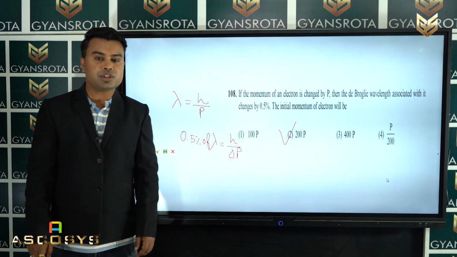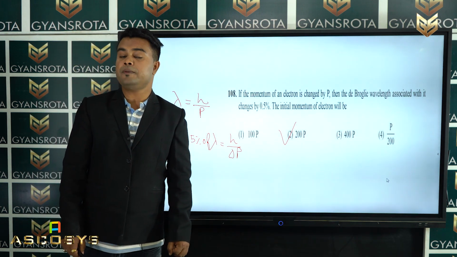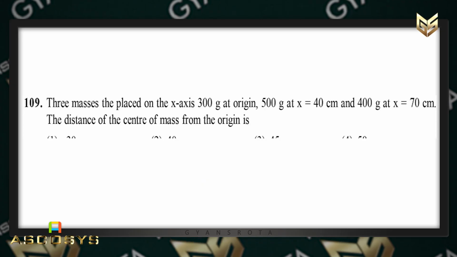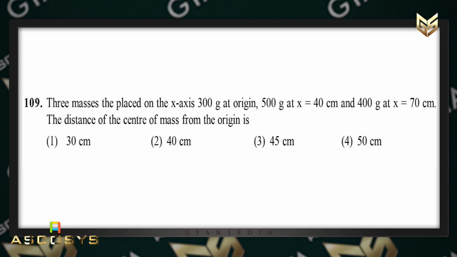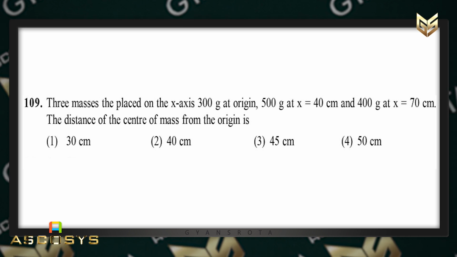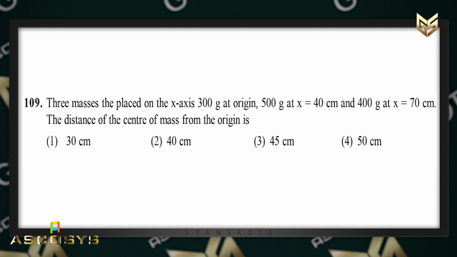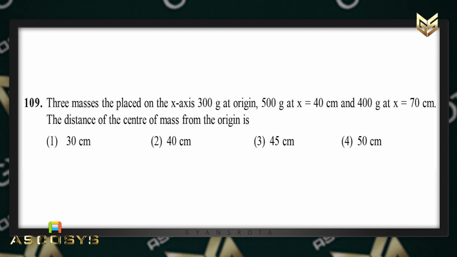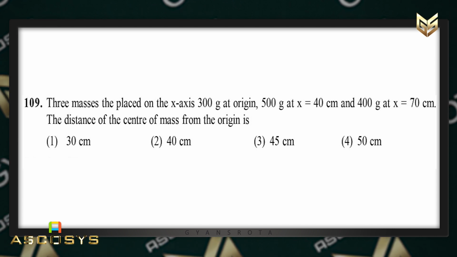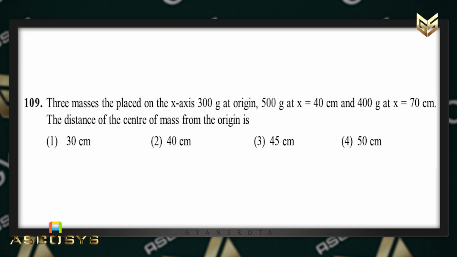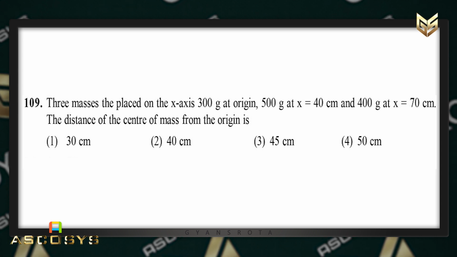Now let us move to the next question, that is question number 109. Three masses are placed on the axis: 300 gram at the origin, 50 gram at x equals 40 centimeter, and 400 gram at x equals 70 centimeter. The distance of the center of mass from the origin is.